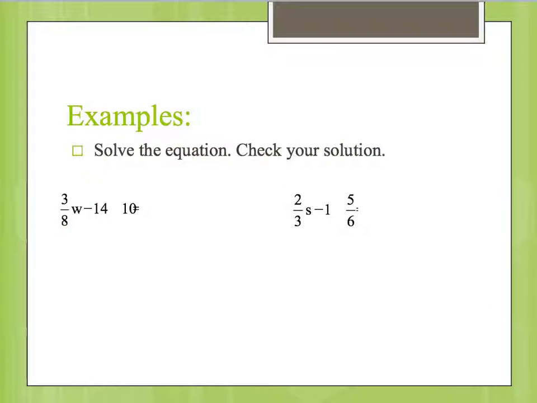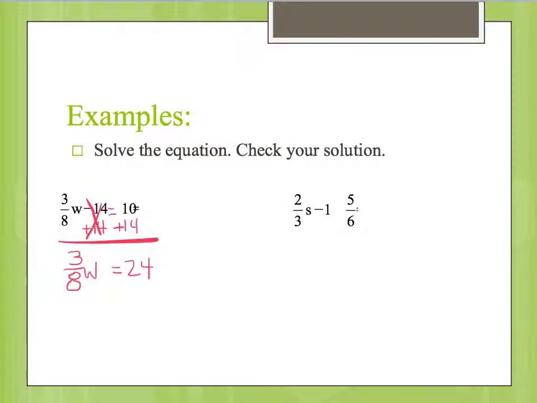In our next two examples, now you see we have the fraction coefficient. I have a fraction 3/8 times a variable. So here we're going to use that reciprocal property that we talked about earlier on. So I have 3/8 times w minus 14 is going to be equal to 10. Still do the same two steps. I got to deal with addition or subtraction first, so I'm going to add 14 to both sides. In doing so, the 14s make 0, so I'm left with 3/8 w is equal to 24.